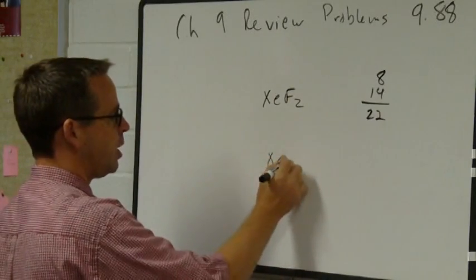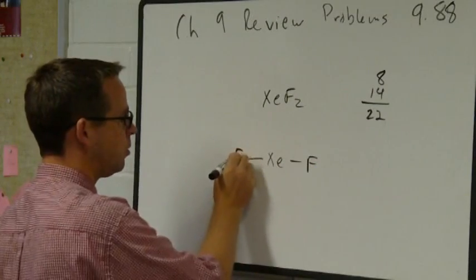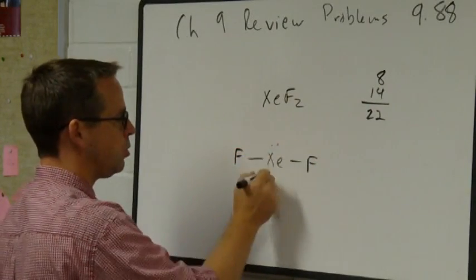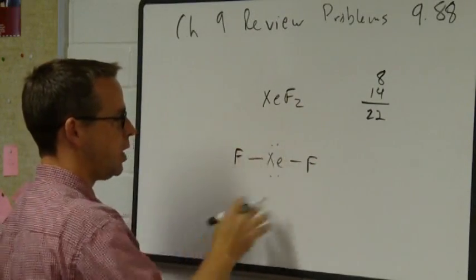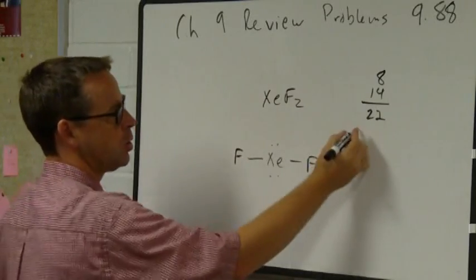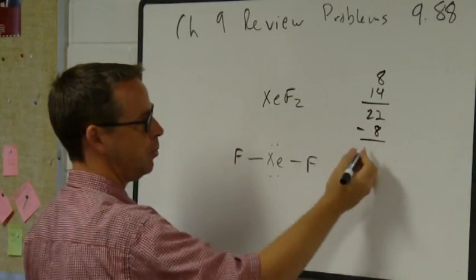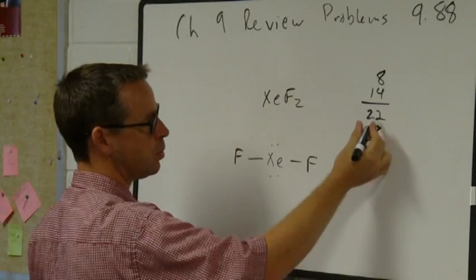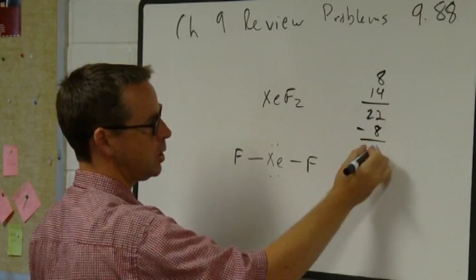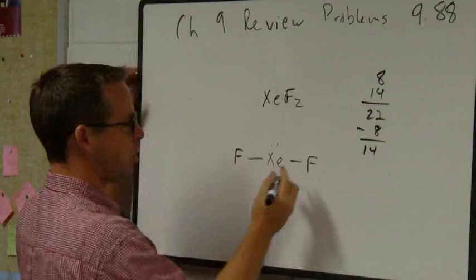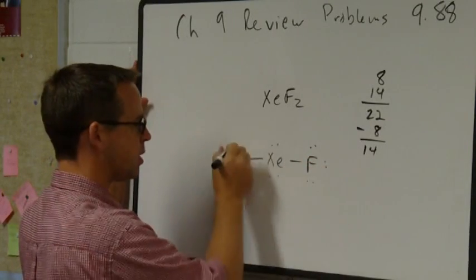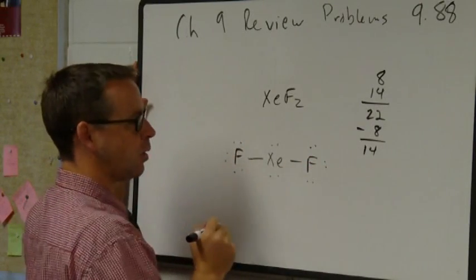Xenon is going to be our central atom, fluorine on each side. We need to have 1, 2, 3, 4. Now we have 1, 2, 3, 4, 5, 6, 7, 8 electrons around the central atom. So we have 22 minus 8. 20 minus 8 would be 12. 14 left over. Is that right? Yeah. Okay. So 1, 2, 3, 4, 5, 6, 7, 8, 9, 10, 11, 12.